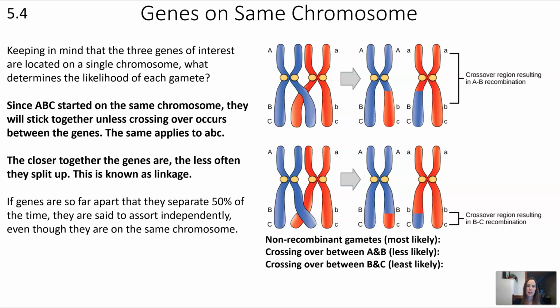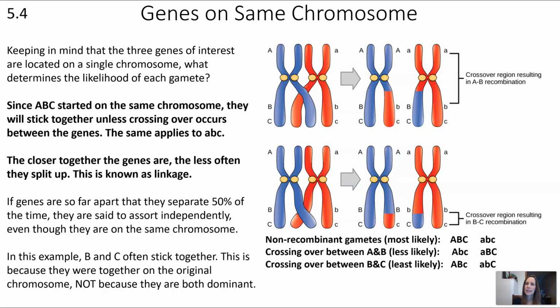The big takeaway here is that the closer together 2 genes are, the less often they split up, and this is known as linkage. A side note is if genes are so far apart that they separate 50% of the time, they're said to assort independently, even though they're on the same chromosome. So linked genes are genes that are so close together on the same chromosome that they are likely to be inherited together. So let's make sure you understand this by figuring out what the gamete possibilities are in this example. What are the non-recombinant gametes? And then what are the gametes that would be a result of crossing over between A and B, and the result of crossing over between B and C?